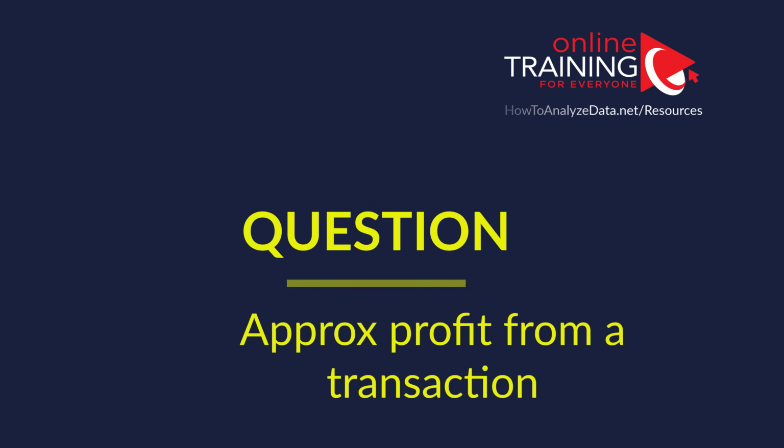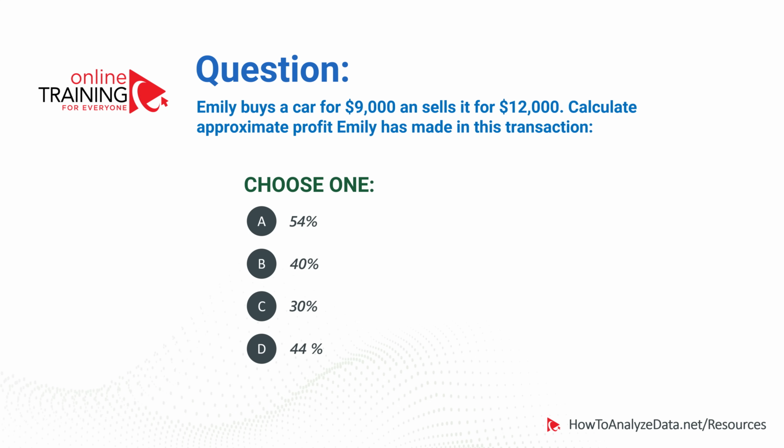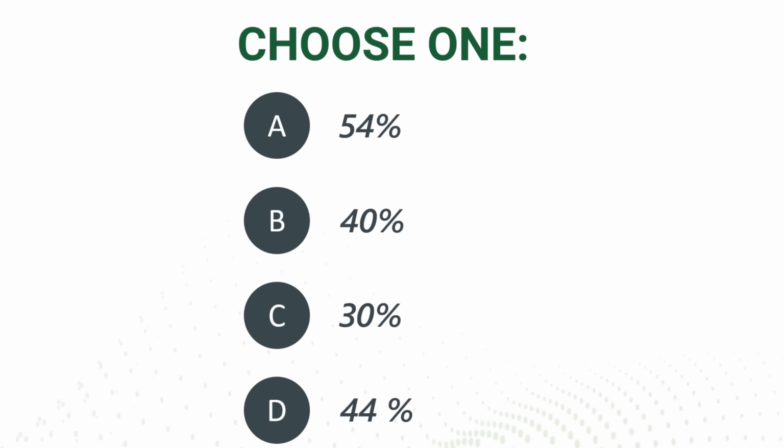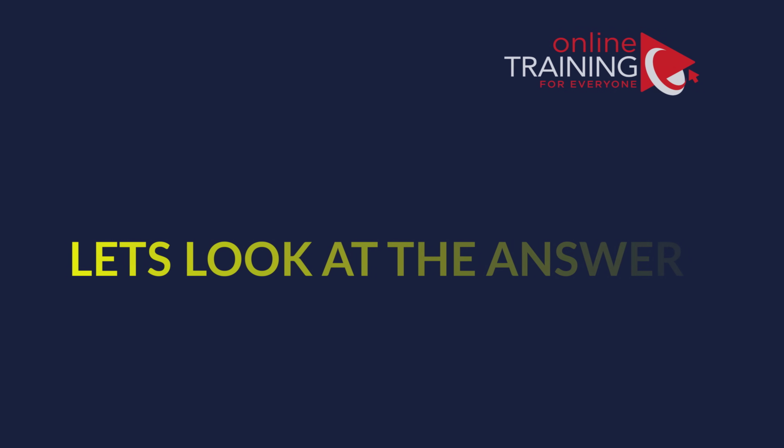Let's look at the assessment test question, which is frequently used as part of abstract reasoning, numerical reasoning, and logical reasoning tests. Emily buys a car for $9,000 and sells it for $12,000. Calculate approximate profit Emily has made in this transaction. 54% is choice A, 40% choice B, choice C is 30%, and choice D is 44%. Which one do you think is the right answer here?